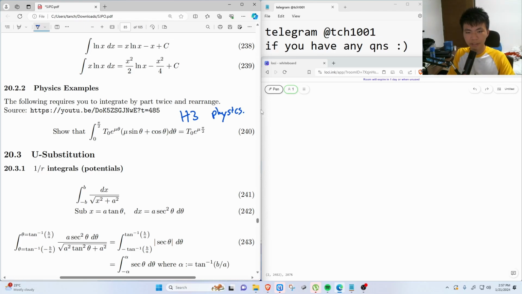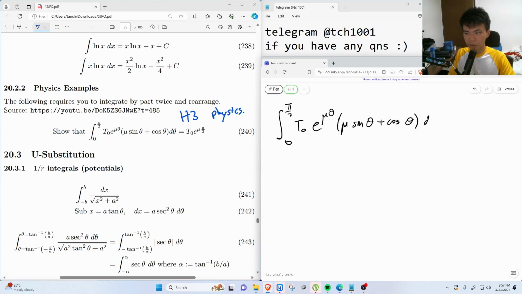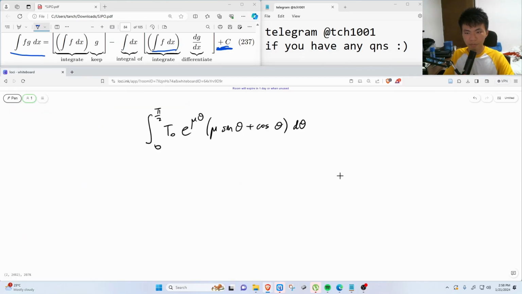So in this case, how do we evaluate this fancy integral? The integral from 0 to pi over 2 of some constant T0 times e to the mu theta, times (mu sine theta plus cosine theta), d theta. I expanded the whiteboard so I have more space because this is going to be quite a lengthy calculation. And I choose which one I'm going to keep or differentiate. In this case, I'm going to integrate e to the mu theta, and I'm going to keep or differentiate mu sine theta plus cosine theta.